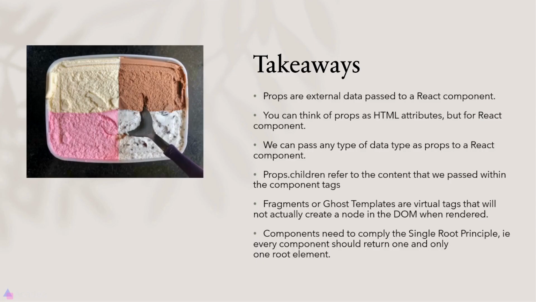Key takeaways for this lesson. Props are external data passed to a React component. You can think of props as HTML attributes, but for React components, and we can pass any kind of data type as props to a React component. Props.children refers to the content that we pass within the component tags. Fragments or ghost templates are virtual tags that will not actually create a node in the DOM when the component is rendered. Components need to comply with the single root principle. In other words, every component should return one and only one root element. That's it for now, and I'll see you again in the next video.